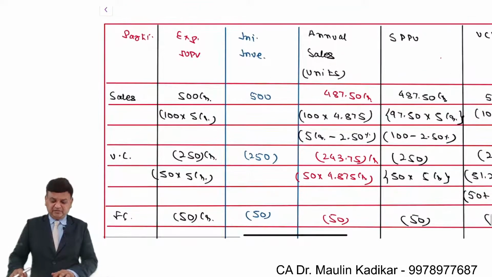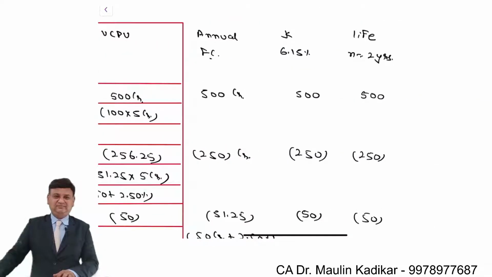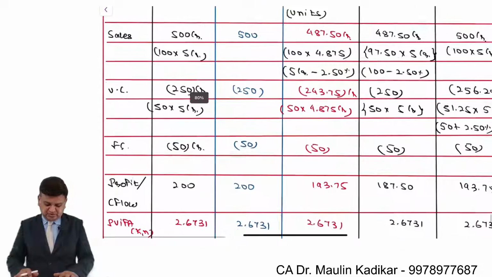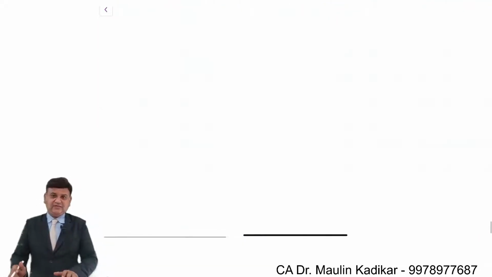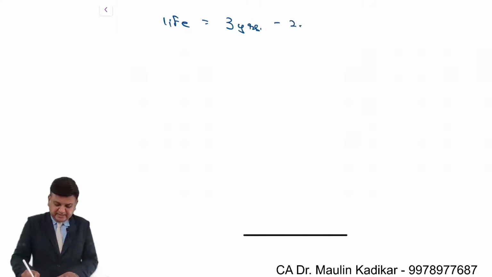Now, in case of the life of the project, what is to be done further? Let us have a discussion of the same. So here is the NPV for each of the variable taking into account the adverse change. Now, as far as the life is concerned, how to do answer? Let us see. Life of the project 3 years minus 2.5%. So it is 2.925 years.